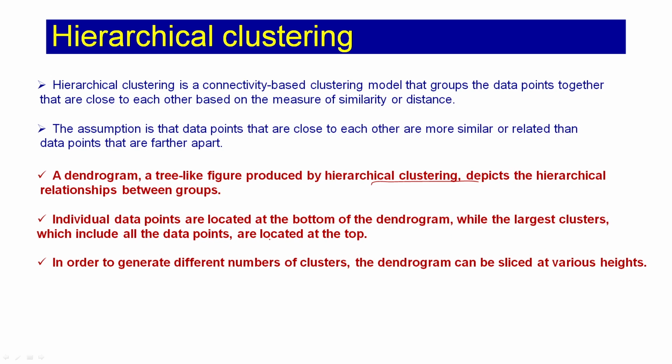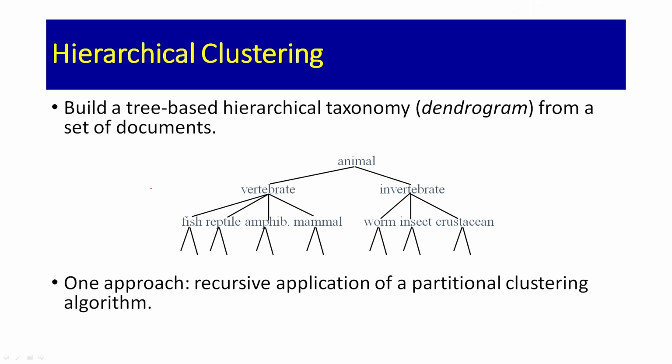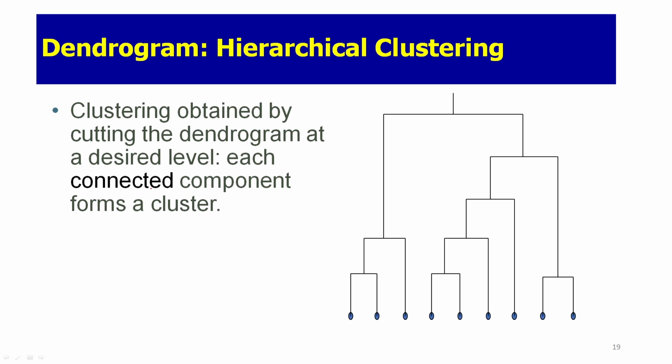Now, if you want to generate a different number of clusters, a dendrogram can be sliced at different heights. You can slice it here, as shown by the 2 arrows. Basically it builds a tree-like structure, a taxonomy, that is why it is called a dendrogram, and it is very widely used, with recursive applications of a partitional clustering algorithm. Okay, the dendrogram is like this, you can see here, this is your top, this is what is at the end, and they are tree-like structures.